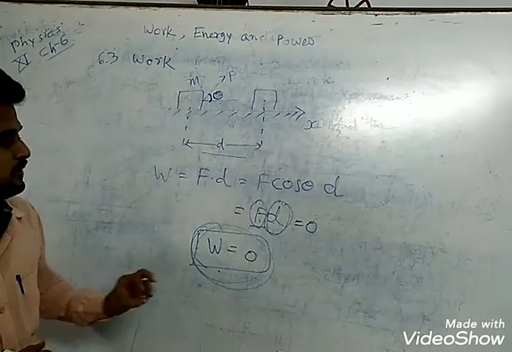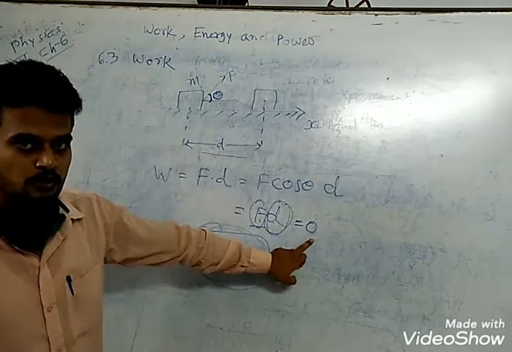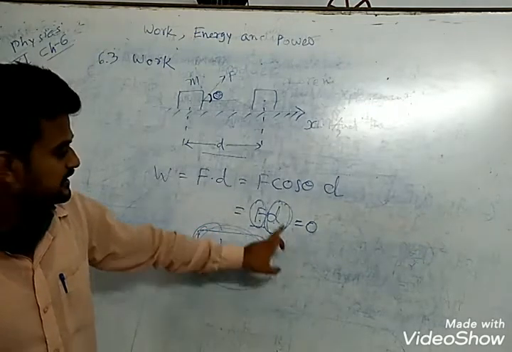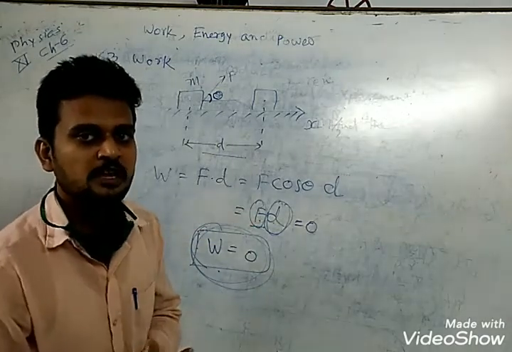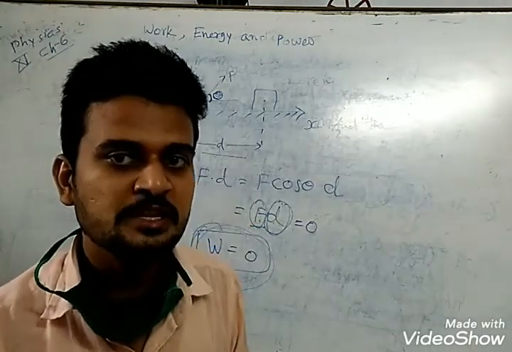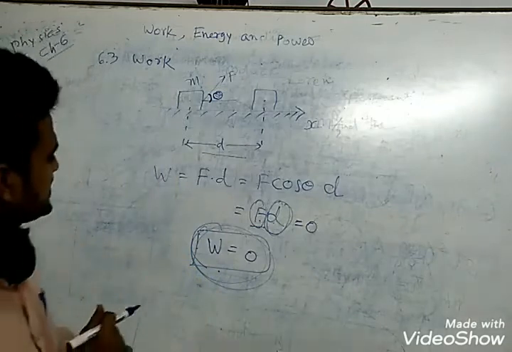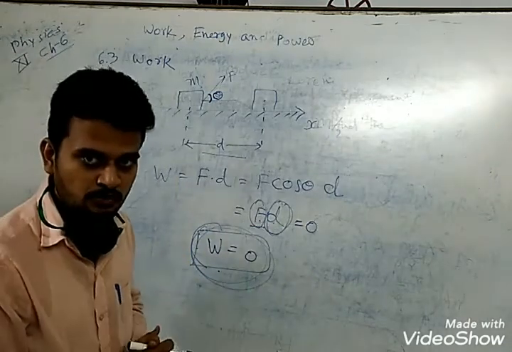Okay. First one is d is equal to 0, so work is equal to 0. Second, F is equal to 0, meaning for a smooth surface, friction is equal to 0. Friction force is equal to 0. So in this case, again W is equal to 0.